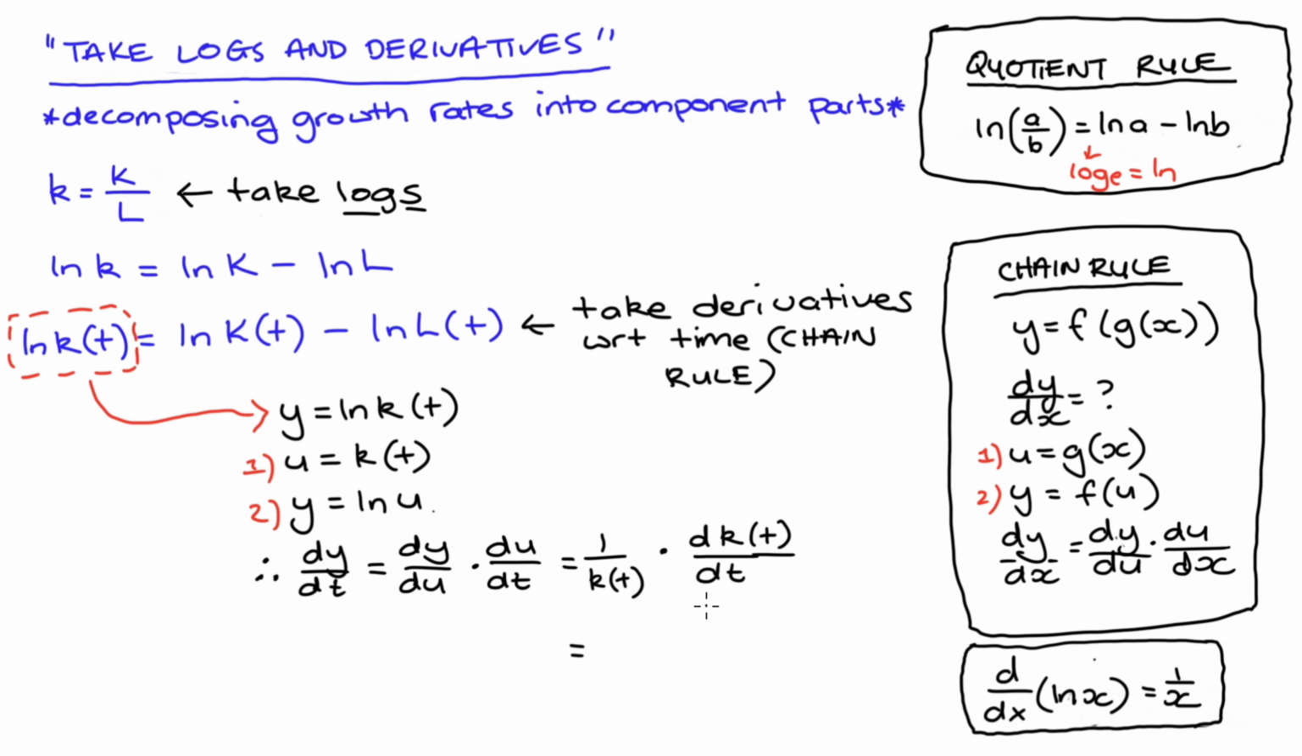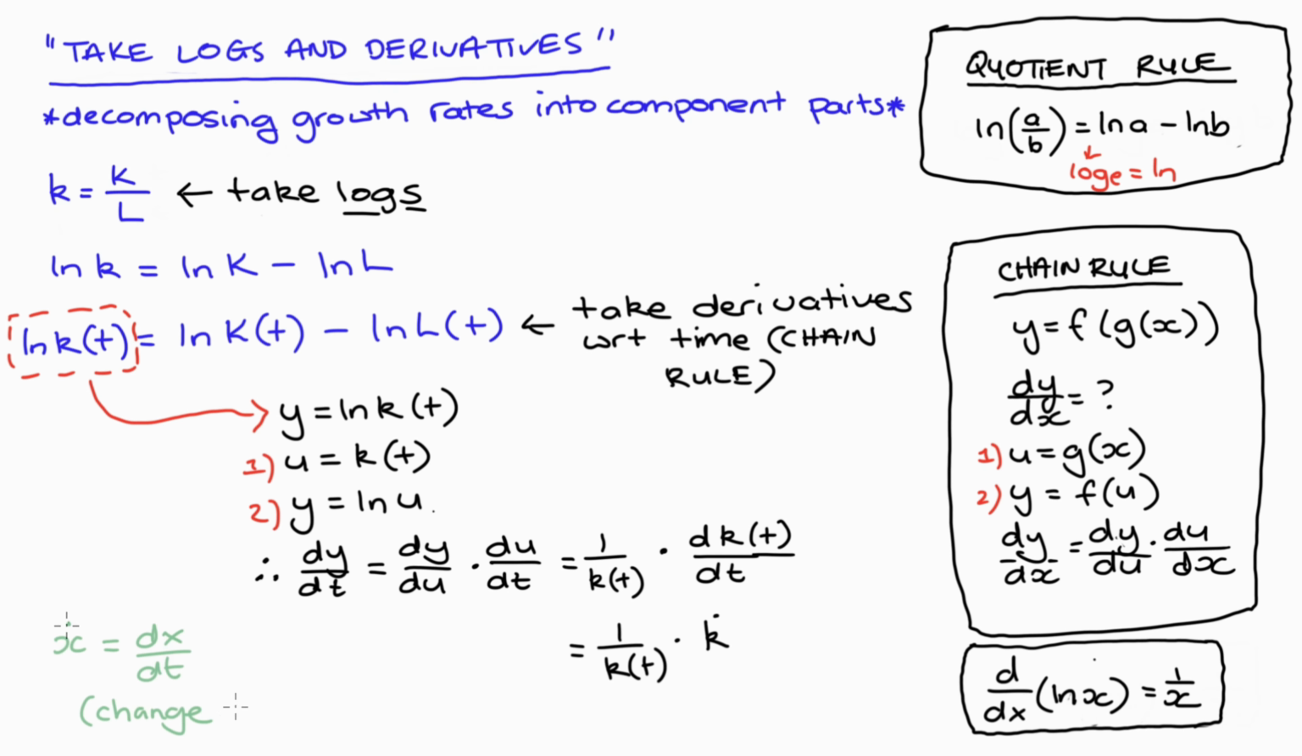Let's think about what we have here. I'm going to leave the first expression, 1 over little k of t, here, and focus on that second expression, the derivative of little k of t with respect to time. Now this derivative is really just equal to the change in our little k over time. In macroeconomics, we represent the change of a variable over time with a dot. So we can rewrite this as little k dot like this.